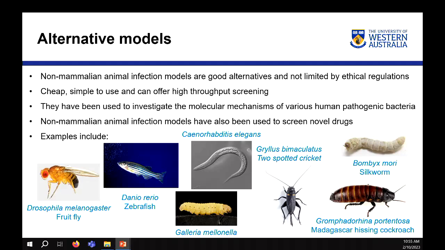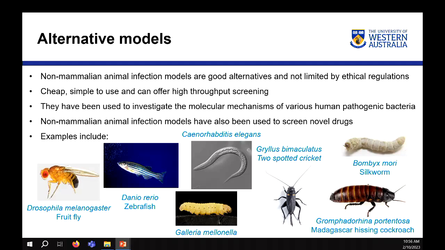So you can see, this is just some of them. It's not all of them. The Drosophila, the fruit fly, has been used. They obviously talked about zebrafish. C. elegans, Rhabditis elegans, has been used quite a bit. Talked about Galleria. The two-spotted cricket has been used, and the silkworm. And I've got this one here, the Madagascar hissing cockroach. That's my favourite. You're not going to believe it.